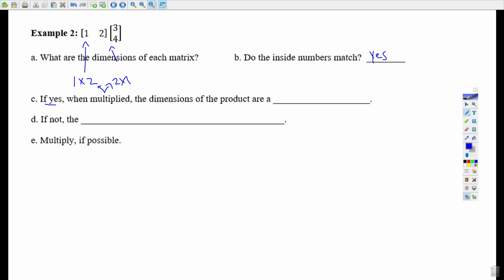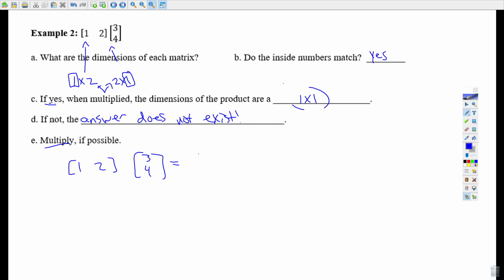If yes, when we multiply them, what are the dimensions of the product? Look at the outside numbers. We're going to get a 1 by 1. It's pretty easy. If not, so if these numbers did not match, what happens? Well, we would say the answer does not exist. You cannot multiply them together. So since we did say yes, and we know we're going to get a 1 by 1 out, we're going to multiply them out and see what we get. So I'm going to copy it down, 1, 2, and a 3, 4.